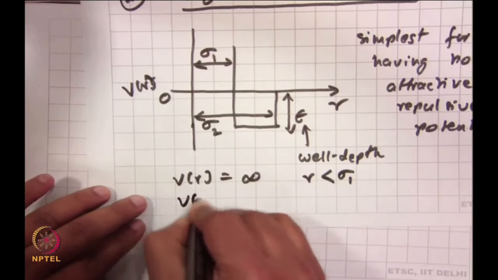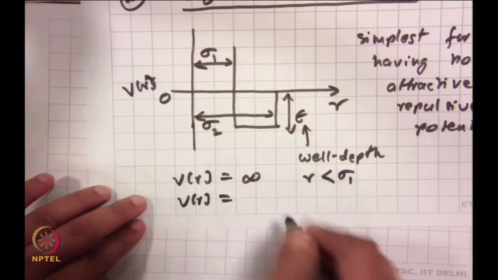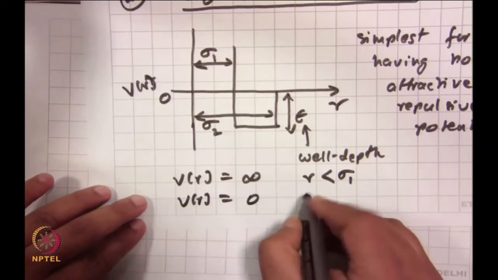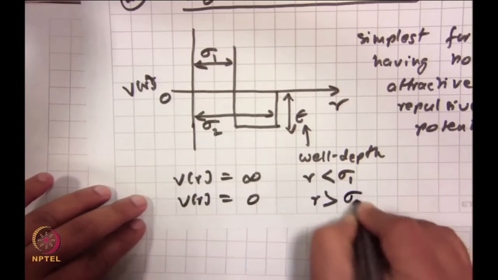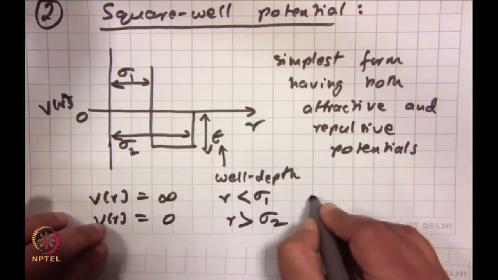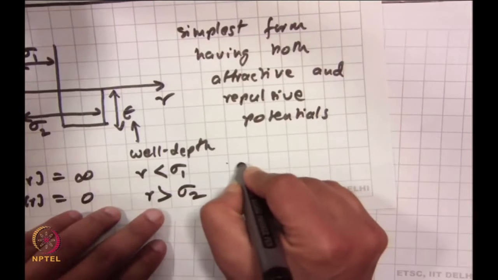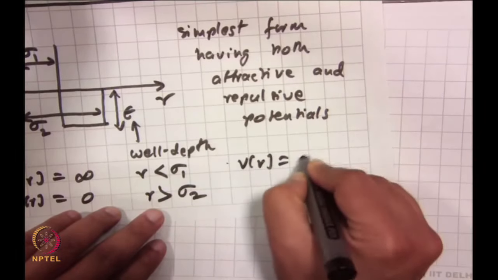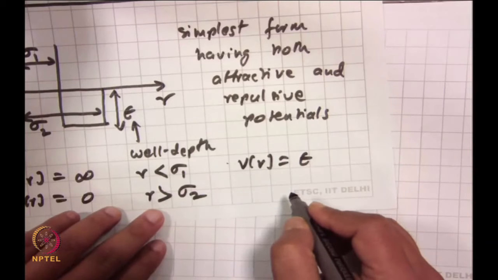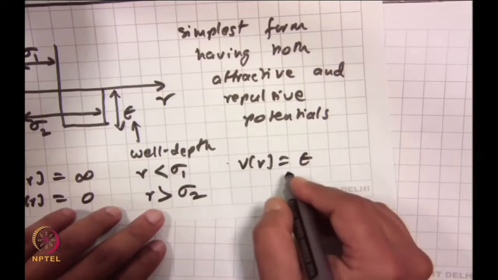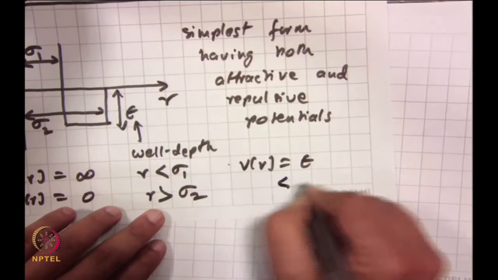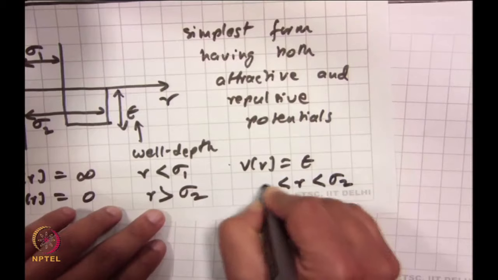Now, V of r would be 0 for r greater than sigma 2, and then I can also write it here, V of r is equal to my well depth epsilon, which is my attractive potential energy, if r is between sigma 1 and sigma 2.